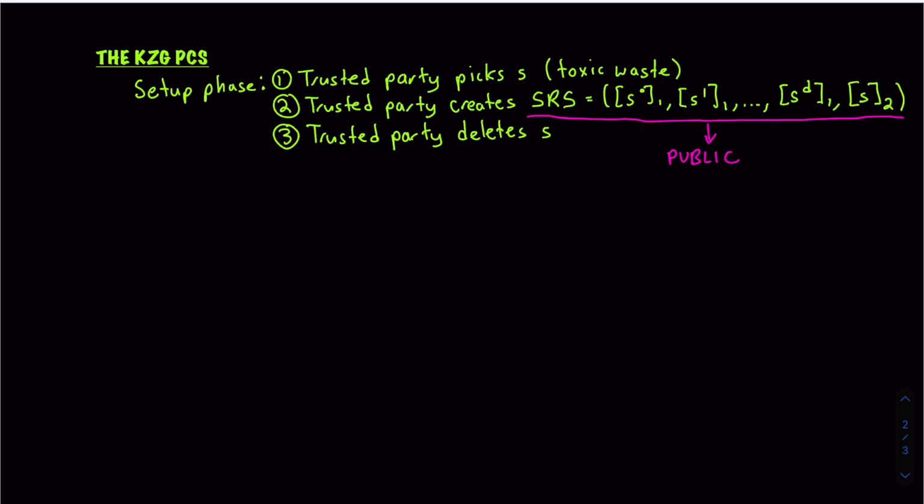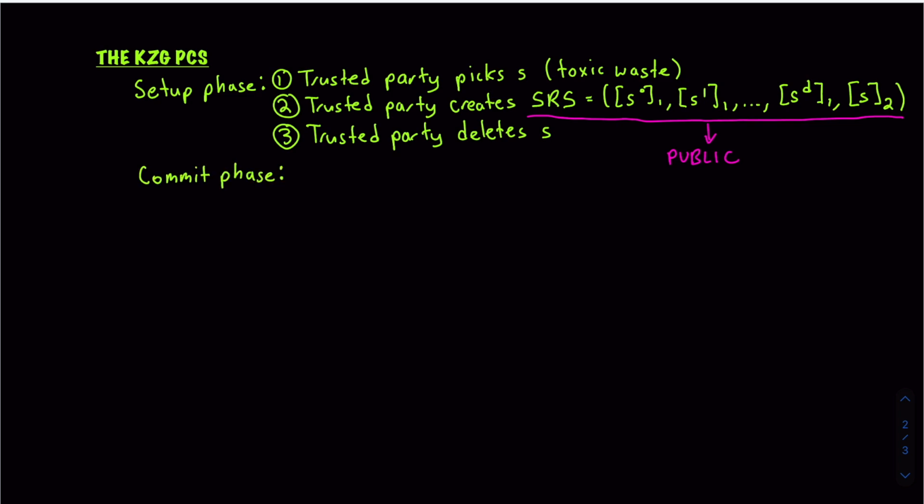Note that the setup phase can happen long before the commit or open phases, even before the prover has a polynomial to commit to. The only limitation is that the prover can only commit to polynomials of degree up to d, which is determined by how many powers of s the trusted party generated during the setup phase. Great. Now we move on to the commit phase.